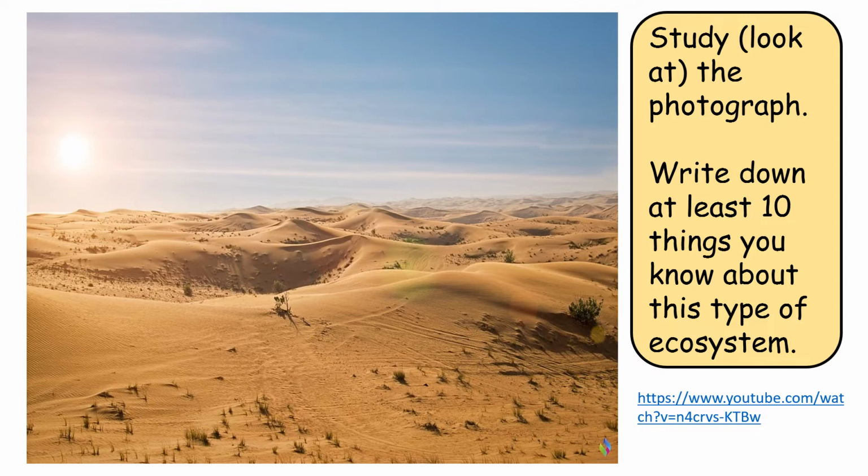It might be about the temperature, it could be about the animals, it might be about precipitation, it could be about the plants that are found here or the humidity. Just write down 10 things that you know about this type of ecosystem.